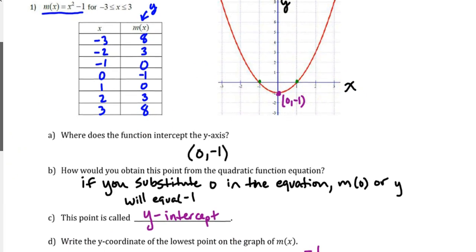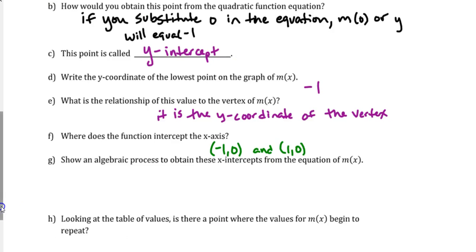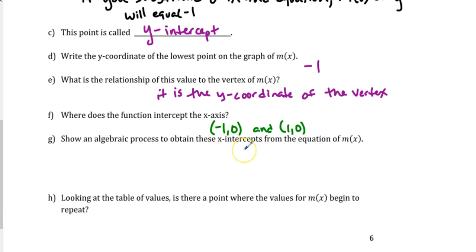All right, cool. Next, show an algebraic process to get these x-intercepts. Well, we know that the y is 0. In other words, the m of x is 0. So I can start with that function, and in place of m of x, I can substitute 0 because I know that the y value is going to come out 0. Now I can just do a little math to get x by itself. If this were just x minus 1, you would know what to do to get x by itself. You'd add 1, right?